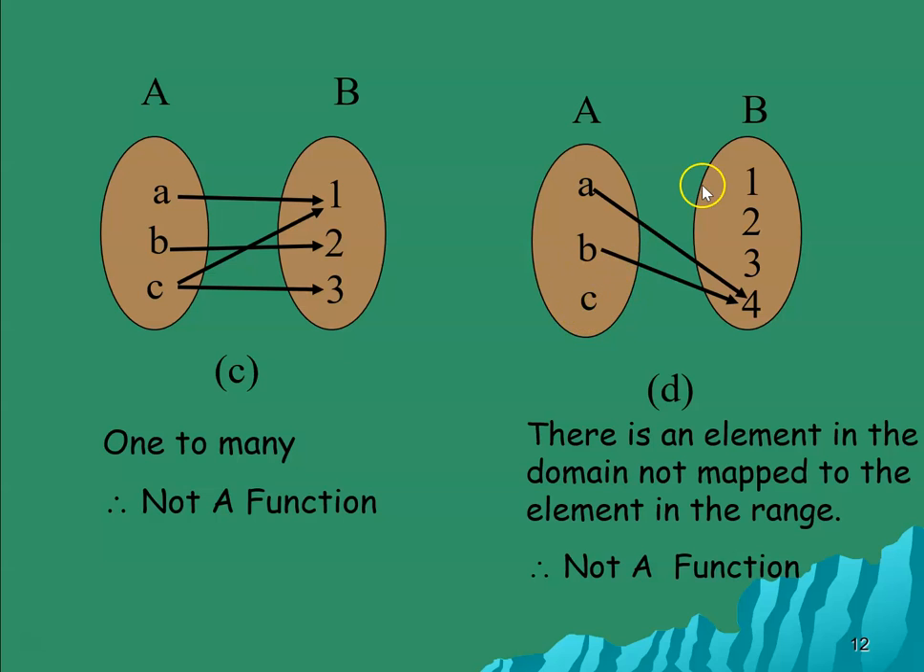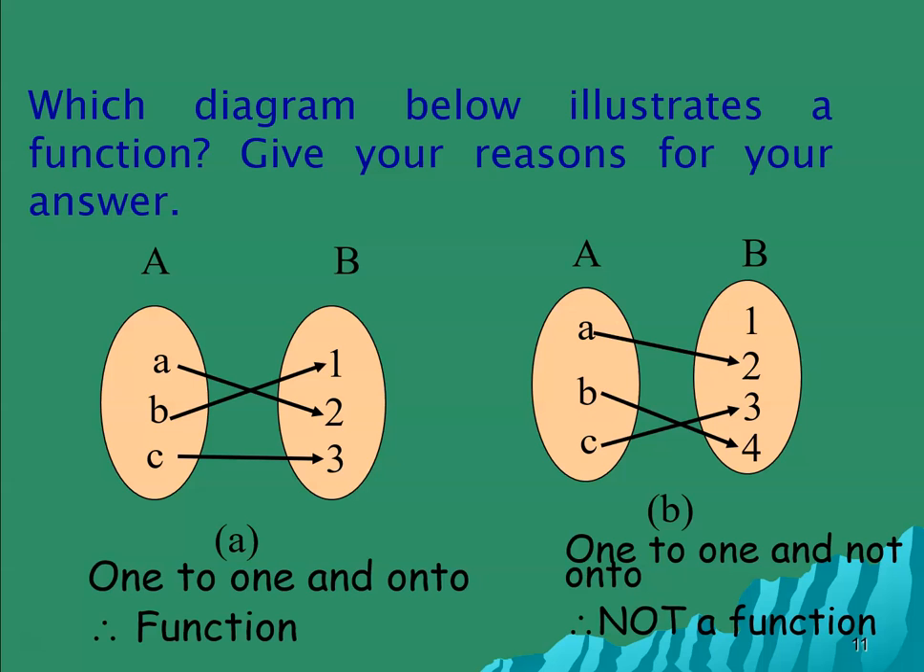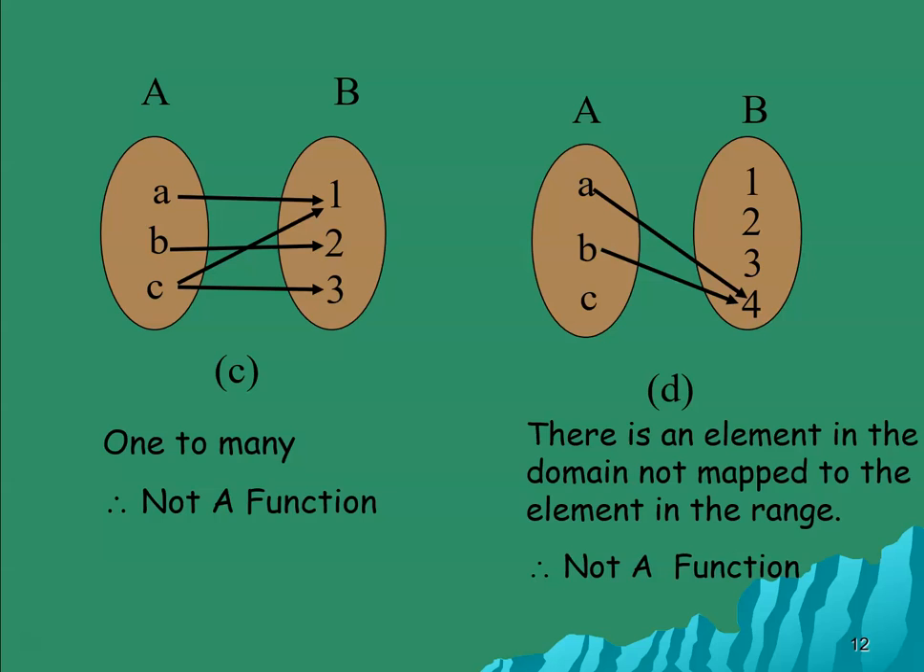C dia tidak dimapkan ke set yang range ni, dia tidak ada pasangan, as well as these three numbers over here, three elements, tidak ada pasangan. So this is obviously not a function. So I hope you're clear about what is onto, what is a function, which one is not a function.